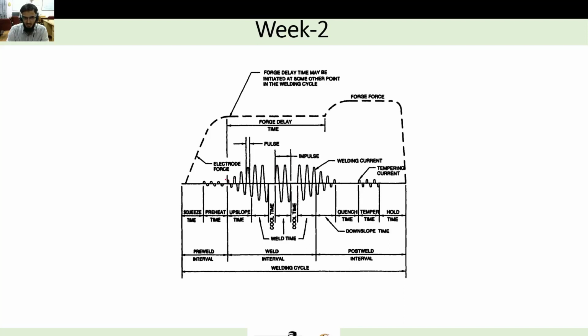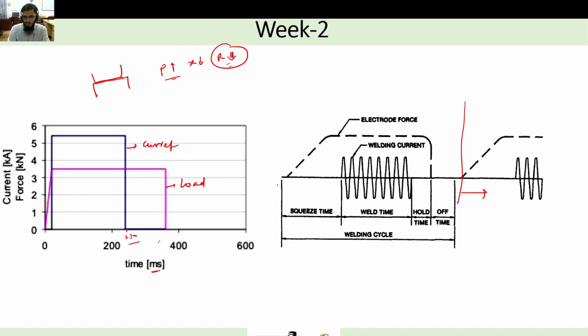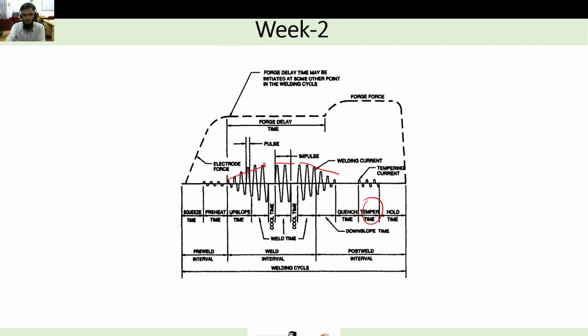So this is nothing but upsloping, then maintaining a constant current, and then downsloping, and then after that we quench it, that is, we let the weld cool. Once it has cooled, we can again apply a short pulse of very low magnitude current for tempering purposes. So there are 2-3 main things new here, compared to this diagram, that we will be learning.